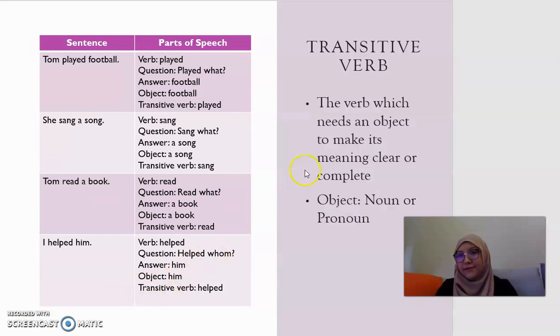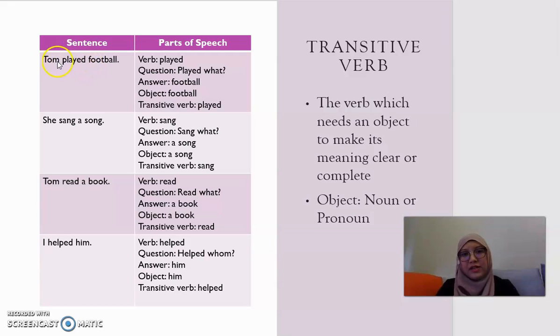Let's look at the transitive verb. A transitive verb is a verb which needs an object to make its meaning clear or complete. Without an object, it is incomplete. An object here refers to the noun or pronoun in the sentence. For example, Tom played football. Played is the verb and football is the object. So automatically, played is a transitive verb. That's what it's called.